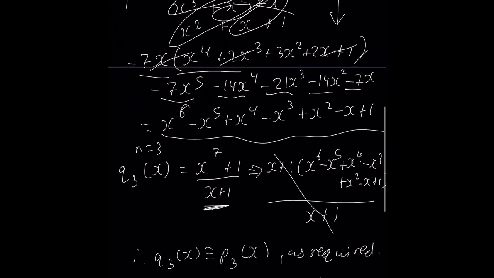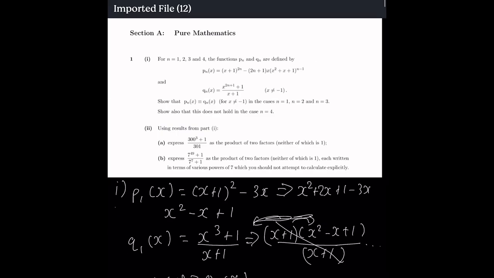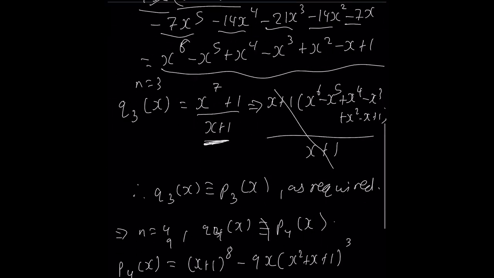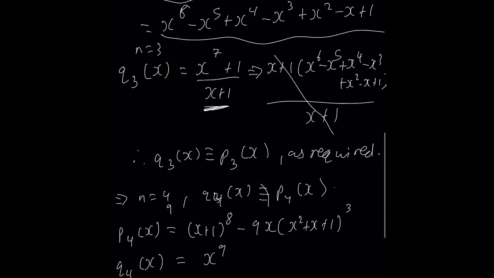Yeah, okay, so that's P4 of x, and then I'm going to show you a little trick. So let's just find out Q4 of x. What does that give you? That gives you x to the 2n plus 1, so it'd be x to the 9 plus 1 over x plus 1.